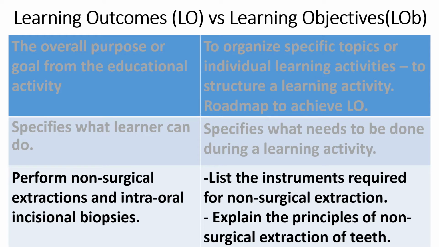Let's see an example. Learning outcome LO states that the student will be able to perform non-surgical extractions and biopsies. But that learning would be possible after going through various learning activities ranging from a lecture, PBL, simulation lab, work-based activities. And the learning objectives for an activity, let's say lecture, aligned to this outcome will be like this. List the instruments required for non-surgical extraction. Explain the principles of non-surgical extraction of teeth.